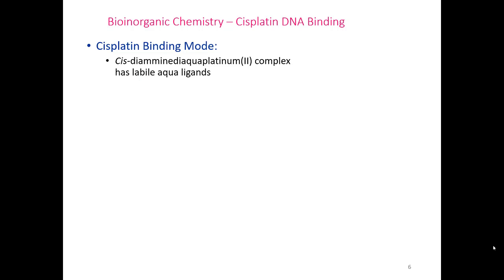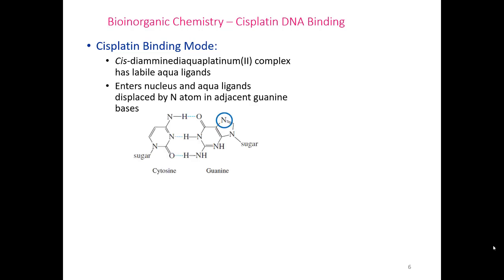Water ligands in cis-diamine diaquoplatinum(II) are substitutionally labile. And when the platinum complex enters the cell nucleus, it will bind to DNA. Specifically, the platinum will bind to two guanine bases that are in close proximity through this nitrogen highlighted here, which is not involved in hydrogen bonding. The platinum species could also potentially bind to adenine, which also has a nitrogen that isn't involved in hydrogen bonding, but it has been determined that it preferentially binds guanine.